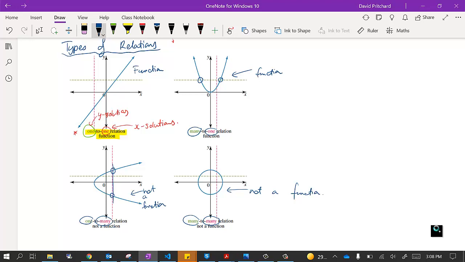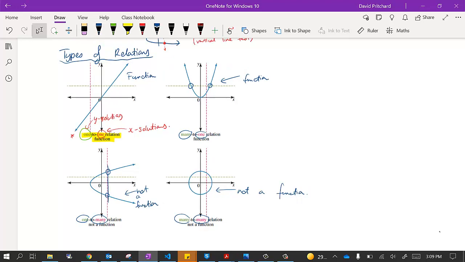Now, you don't have to know these classifications really well, but it is nice to break that down. Now, we know that one-to-one and many-to-one are functions, and one-to-many and many-to-many are not functions. Okay, so now we'll look at a couple of examples.